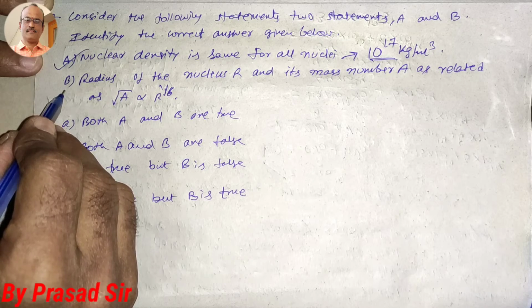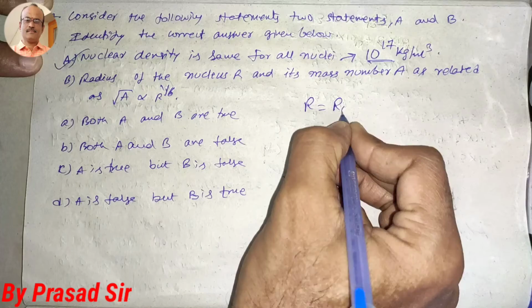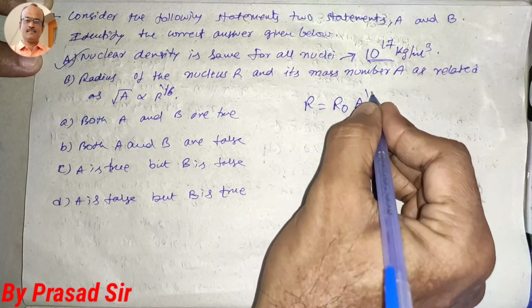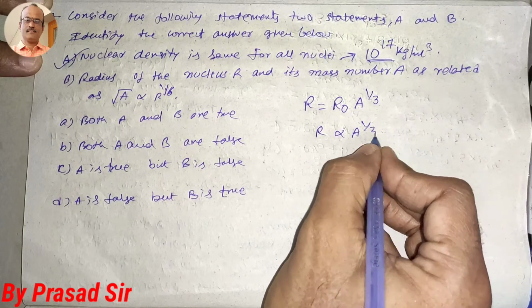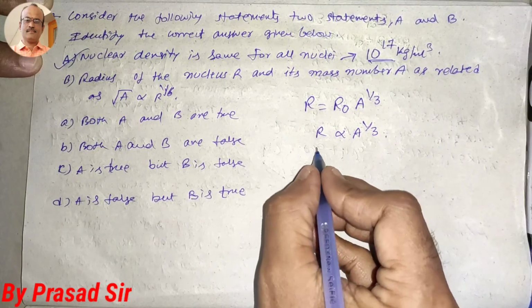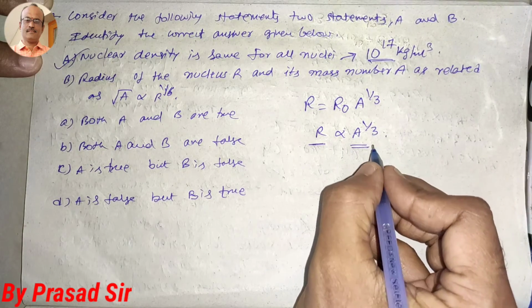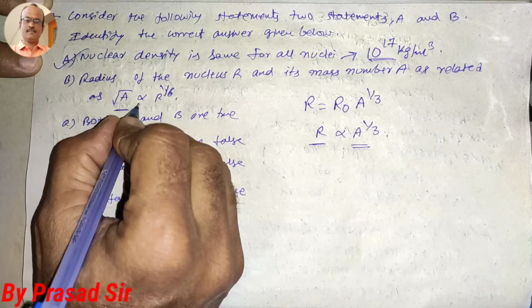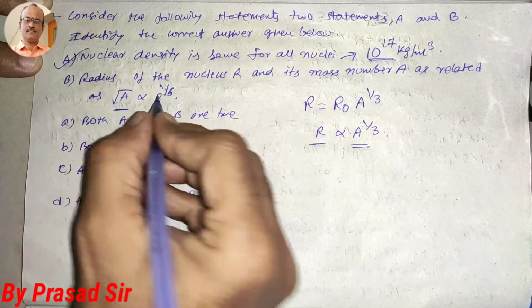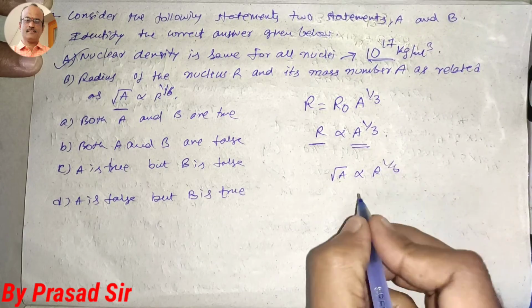But what happens to B? One thing to remember here: R is equal to R naught into A to the power of 1 by 3. So that means R is directly proportional to A to the power of 1 by 3. That means the radius of nuclei is directly proportional to A to the power of 1 by 3 is correct. But here root A is directly proportional to R to the power of 1 by 6.